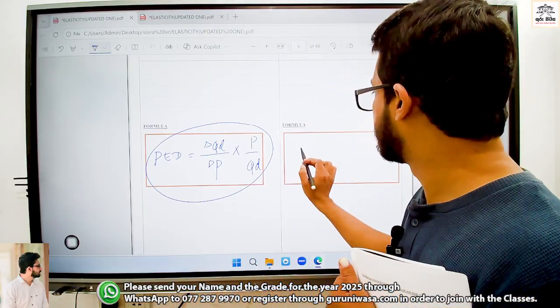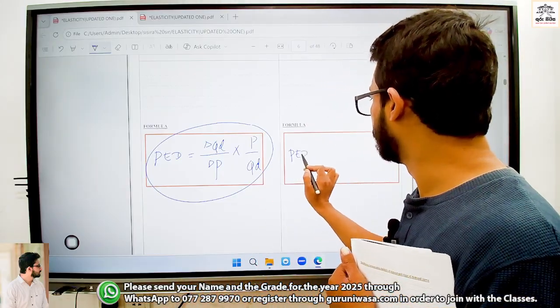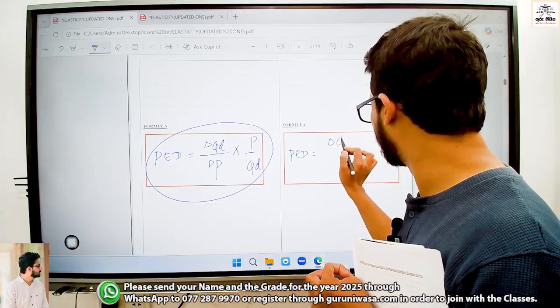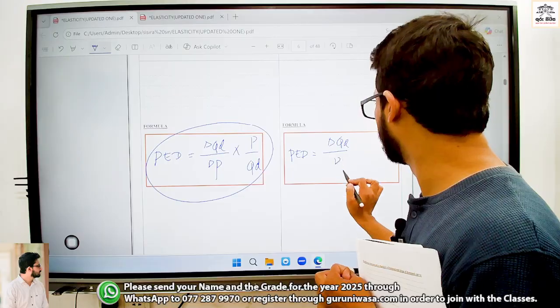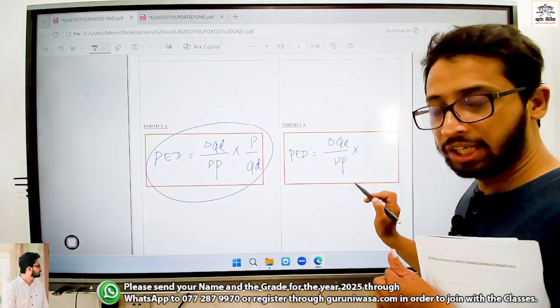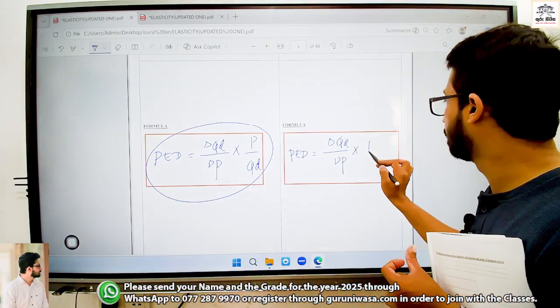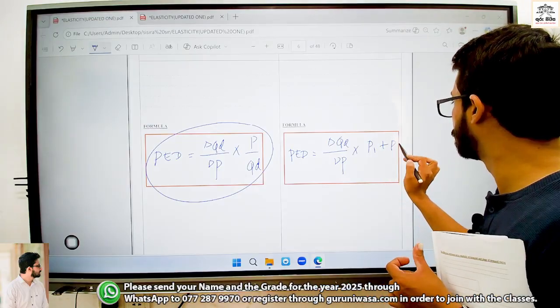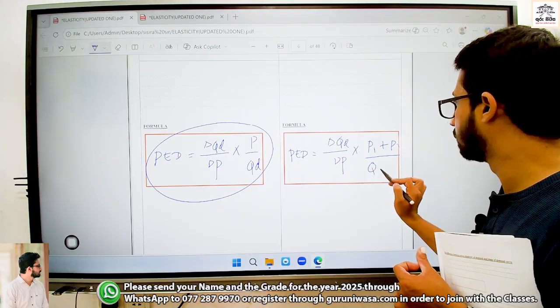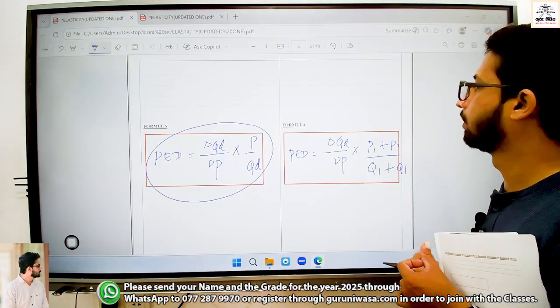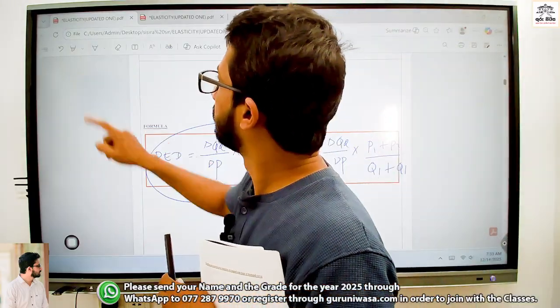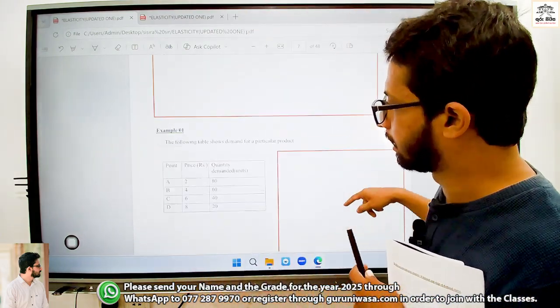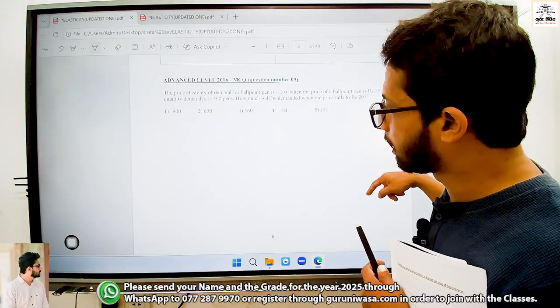This equation equals PED equals delta QD over delta P into, here we need to take two prices, P1 plus P2 over Q1 plus Q2. This is what we discussed last day. Then look at page number 10.